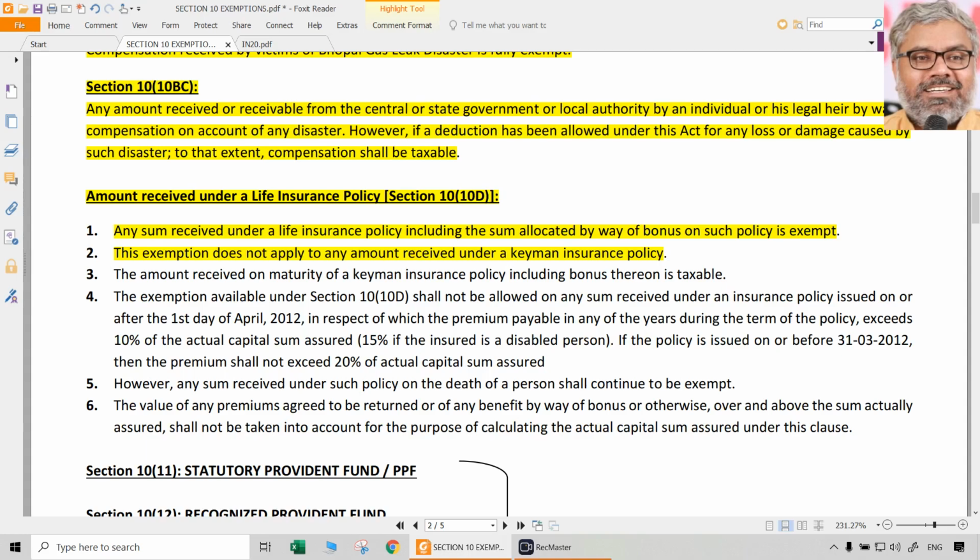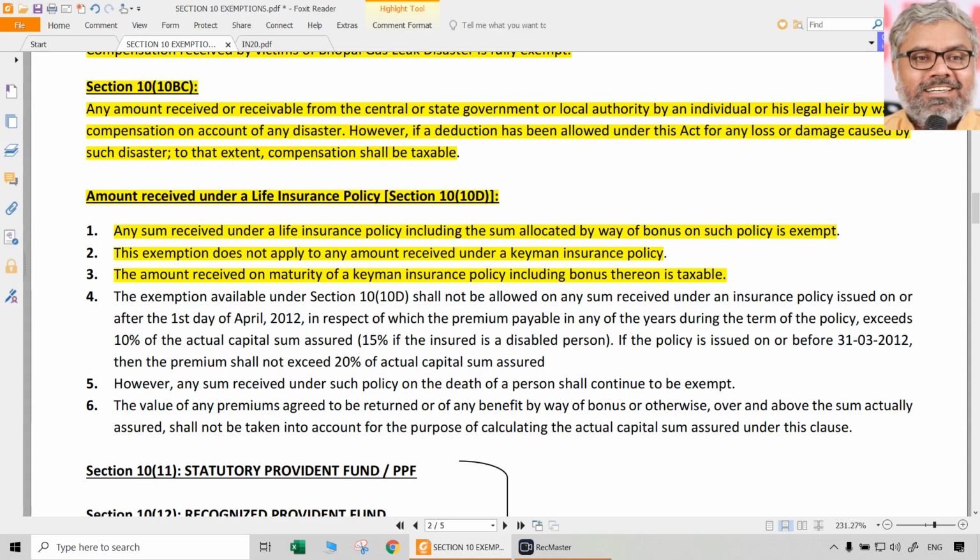If any proceeds are received under a keyman insurance policy, nothing is exempt for those proceeds. 10(10D) is not applicable to that. Other than that, any life insurance policy related proceeds received by any person shall be exempt. Of course, that is the third point also: amount received on maturity of a keyman insurance policy, including bonus thereon, is taxable, not exempt.